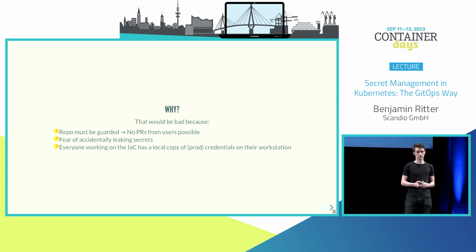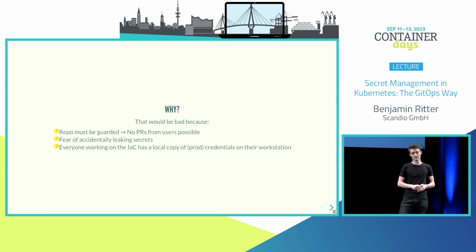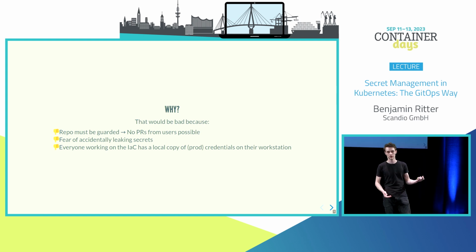Specifically, we are talking about Git repos, so there are a few disadvantages of having clear text secrets. You have to guard your repo. So you can't use it as ad hoc documentation for your consumer teams. They can't put up pull requests to enable features for them, for example. You will always have to fear accidentally leaking secrets. And also, this might be a little bit more subtle, but every developer working with your Git repo will have a copy of production secrets on their local machine, which is a bit of a security problem.